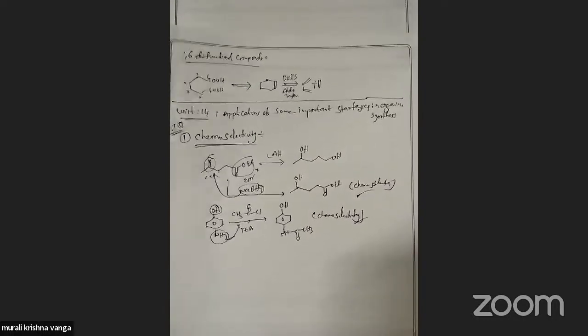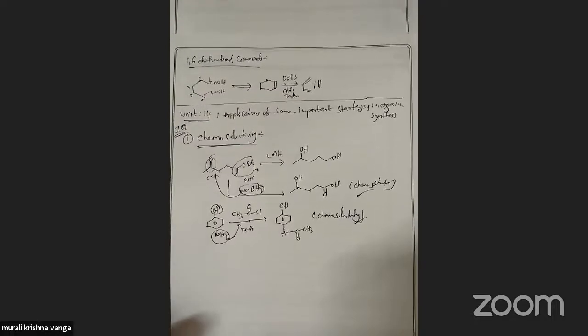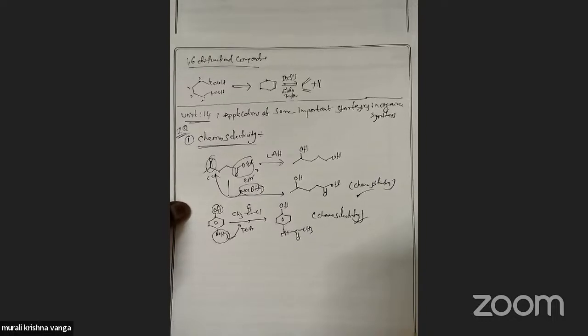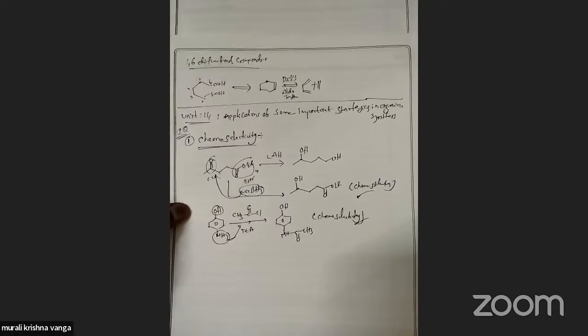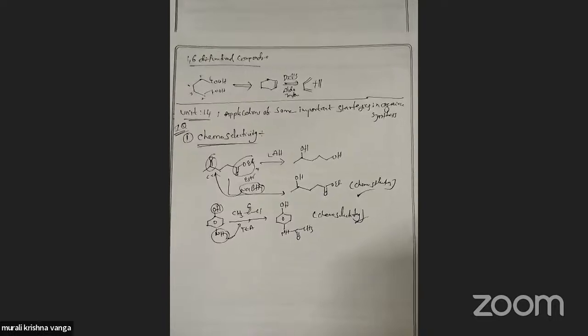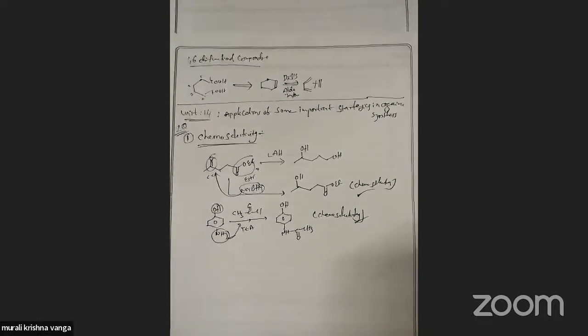Next one is regioselectivity. Regioselectivity means any chemical reaction which produces an unequal amount of structural isomers. Any chemical reaction which produces an unequal amount of structural isomers is called regioselectivity.